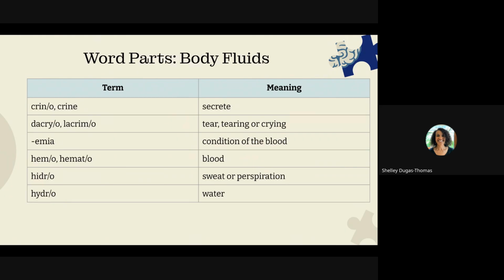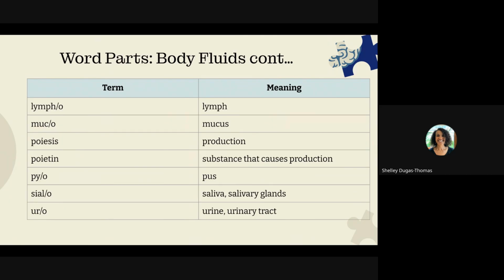Let's build some medical terms using fluid roots. Look at crine, meaning to secrete, which gives us endocrine system. Then hidro versus hydro. Be careful with spelling here. Hidro with an I means sweat, and hydro with a Y means water. Pyo means pus, so pyogenic bacteria build pus. Sial means saliva or salivary glands.